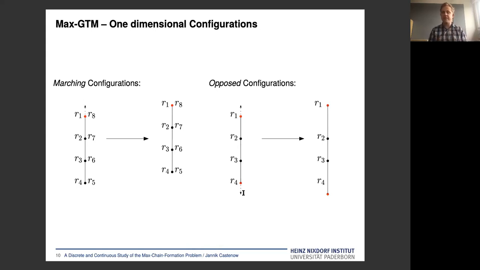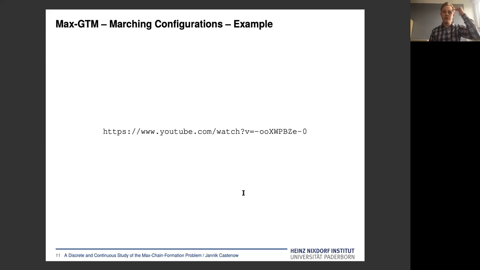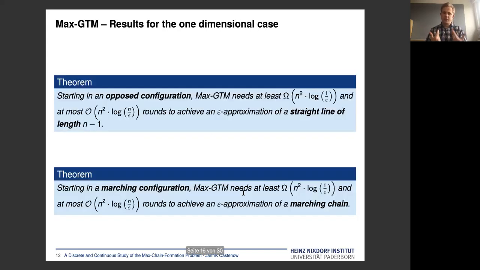And you might have guessed here, in marching configurations, this is somehow an undesired behavior because the robots move in the same direction. And for this, I have a video for you that this is indeed an undesired behavior and doesn't converge to the straight line we wanted to achieve. So summarizing, I can say as follows.